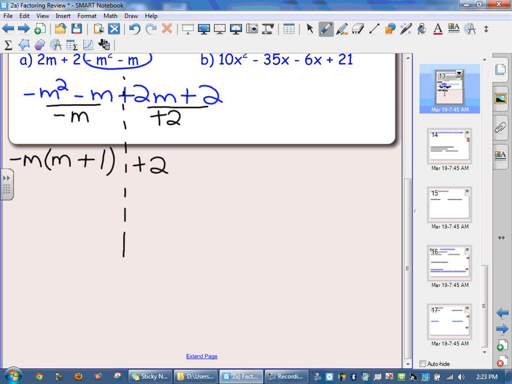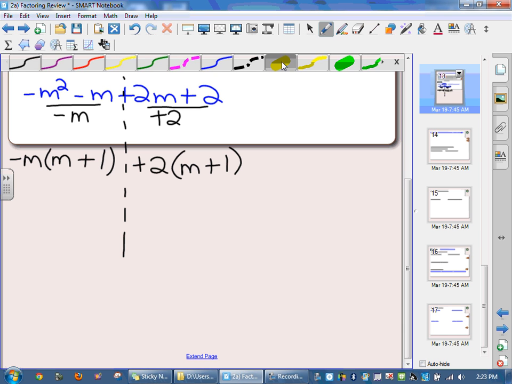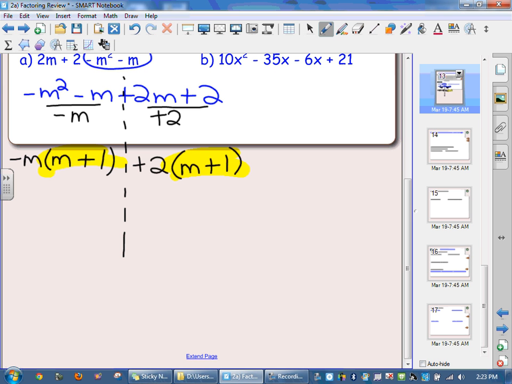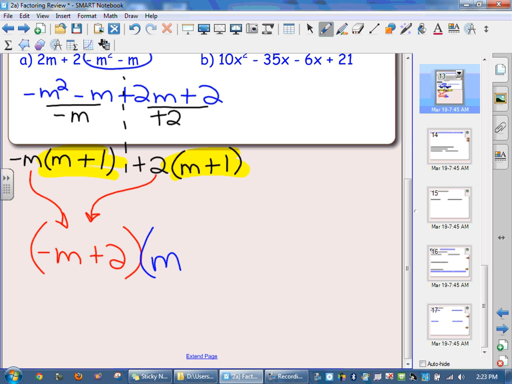Now I look. In my brackets, are they the same? Inside my brackets, I have an m plus 1 and an m plus 1. Yes, they're the same. So that means I did it right. Now the ones that are on the outside of brackets get written inside a bracket together. So I've got a negative m plus 2. And then the one that is the common factor that was in the brackets that I just highlighted yellow, you only need to write it down once, m plus 1. How come? Because it is a common factor to both. That is our final answer.